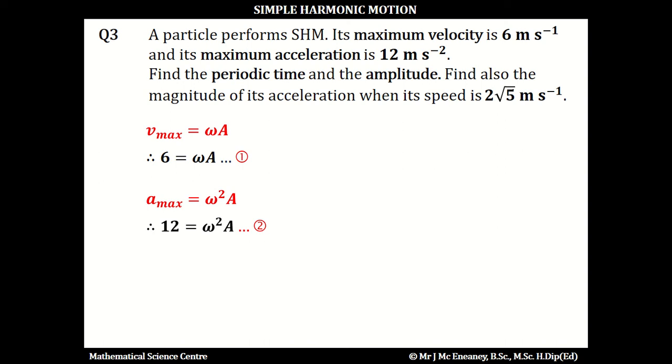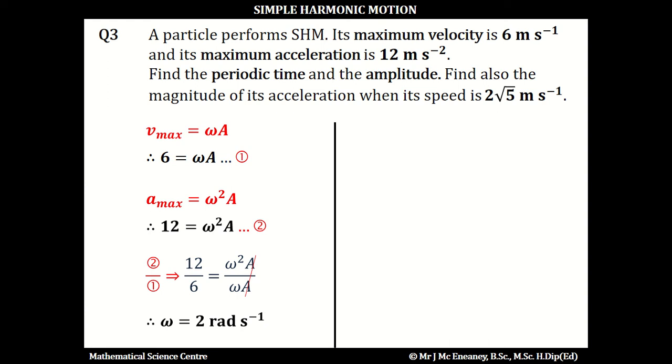If we divide equation number 2 by equation number 1, we get 12 over 6 equals omega squared a all over omega a. Now on the right hand side, the a's cancel. On the left, you get 2, and on the right, omega squared over omega is just omega. So this means omega equals 2 rads per second. Now, if we substitute that value of omega into either equation number 2 or equation number 1, we can find the value for a. So using equation number 1, 6 equals 2 times a, and this means the amplitude a is 3 meters.